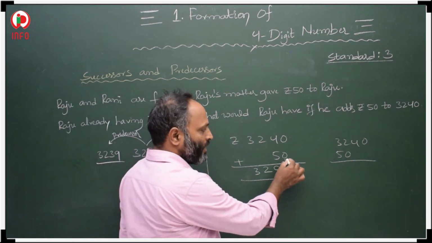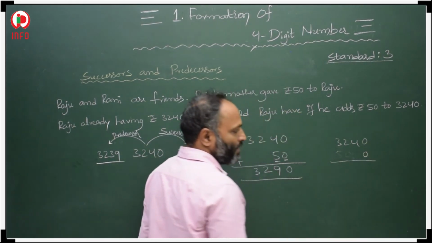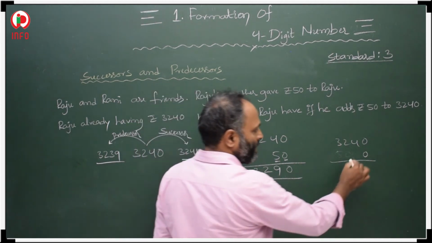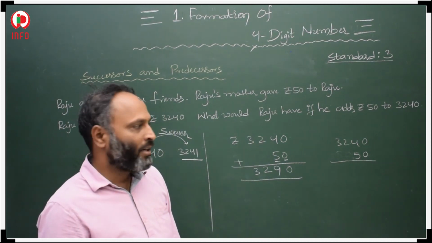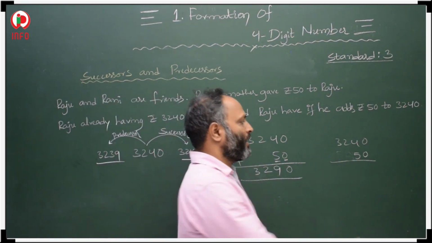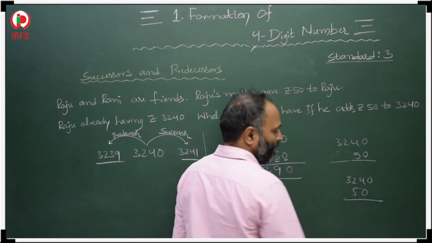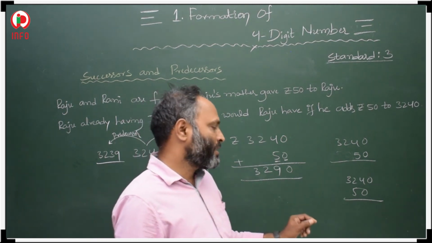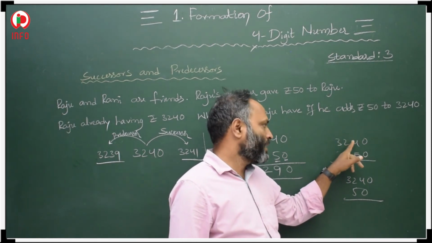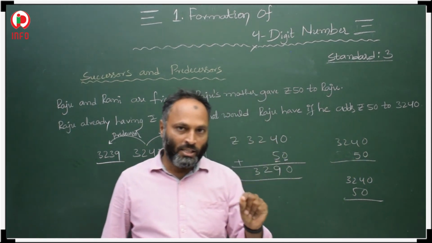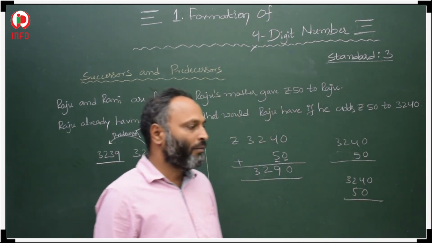This is the ones place and this is the tens place. Ones place should always be below the ones place, and tens place always below the tens place. We have to write like this and then add. Don't keep your 50 like 3,240 and 50 placed wrongly; this is also not correct. Ones place exactly below the ones place only, and tens place exactly below the tens place only. Then only we have to add.